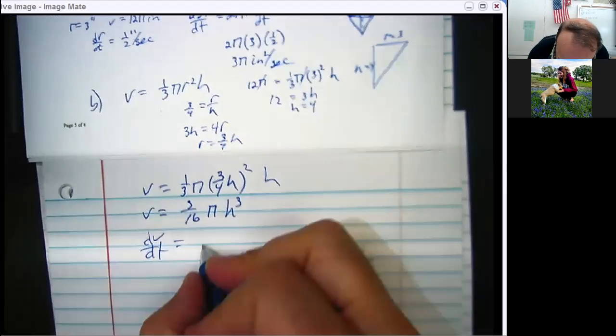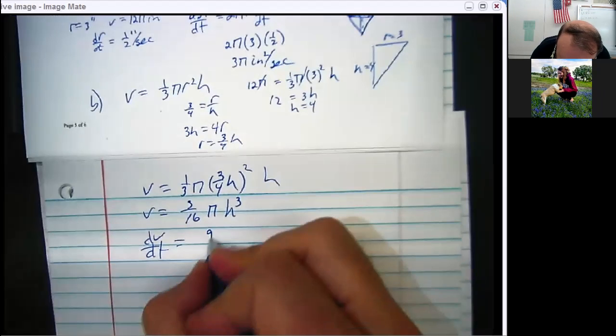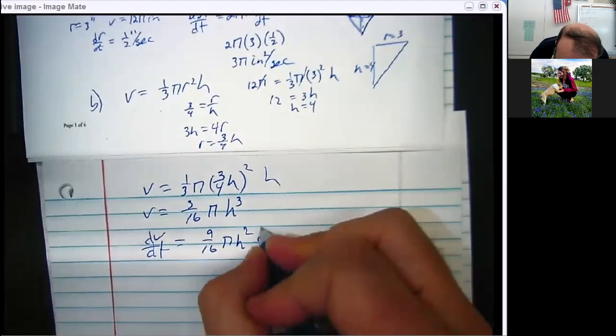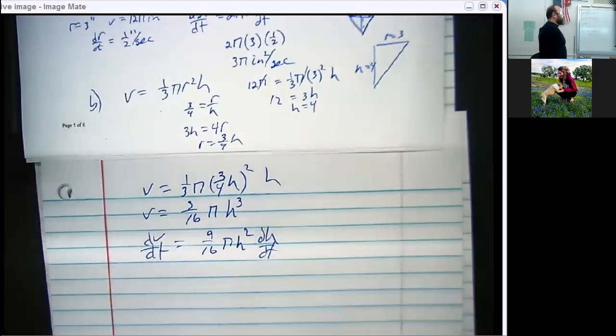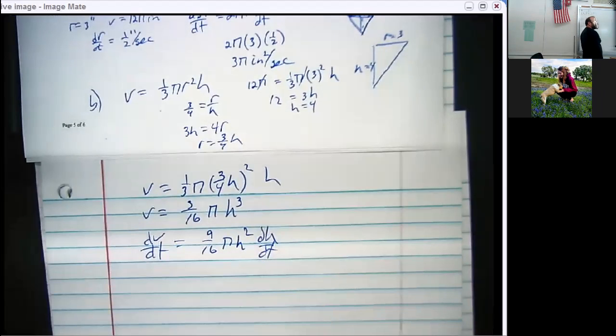So anyway, so we got 9/16 pi h squared dh dt. So you tell me, what do we know right now? We've done calculus. Do we know dv dt? Yeah, they gave it to me. It said 28 pi.